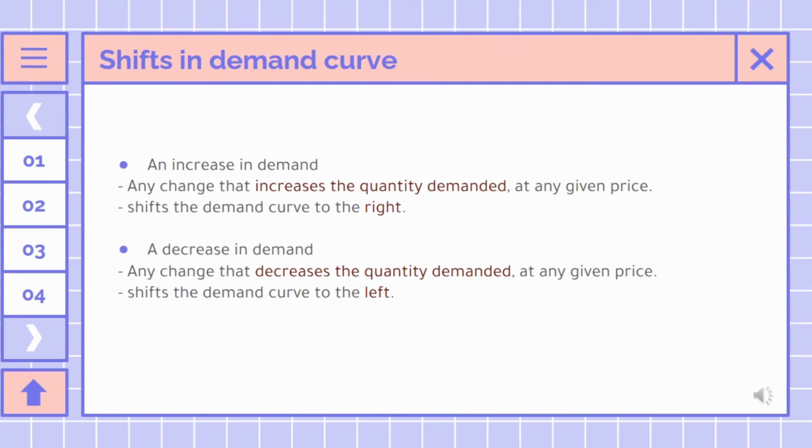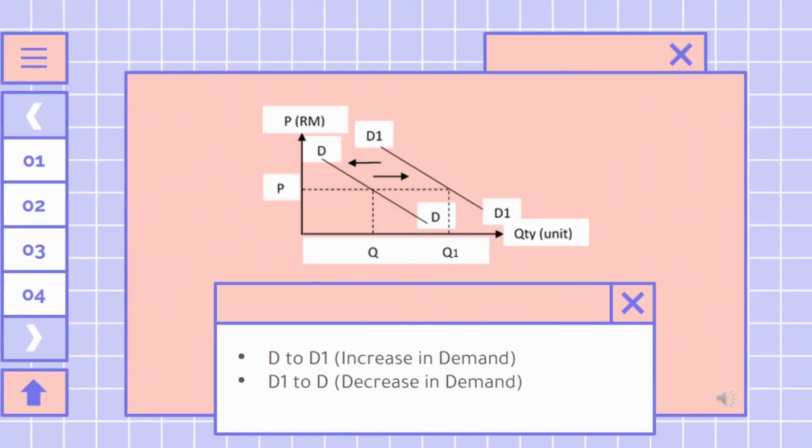Increases in the quantity demanded will increase demand, so the demand curve shifts to the right. Decreases in the quantity demanded will decrease demand, so the demand curve shifts to the left. The figure shows D to D1 because of an increase in demand and D1 to D because of a decrease in demand.